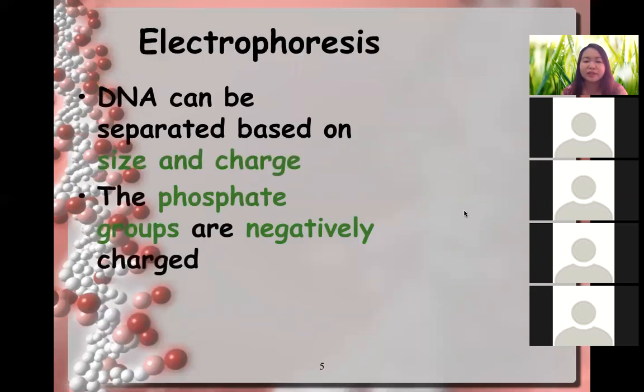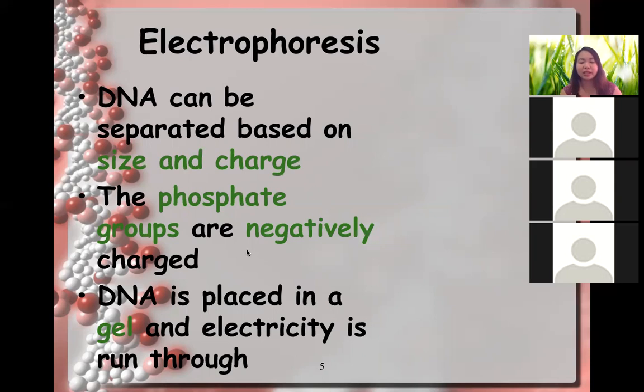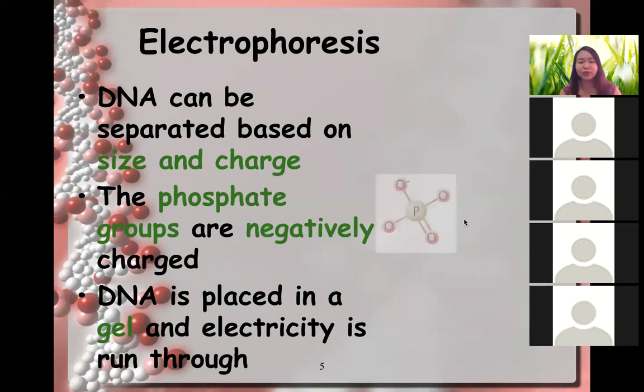We also have another technology called electrophoresis. Do you remember that term? It is where DNA can be separated based on size and charge. The phosphate groups are negatively charged. So DNA is placed in a gel and electricity is run through it like this.